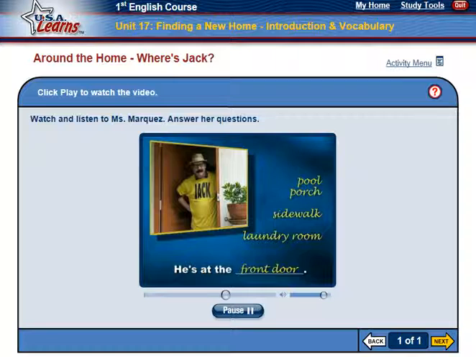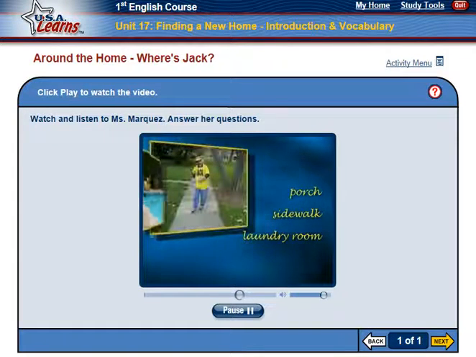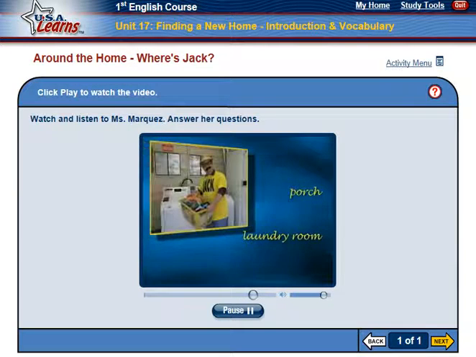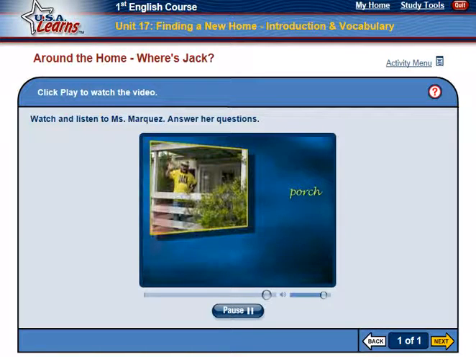Where's Jack? He's by the pool. Where's Jack? He's on the sidewalk. Where's Jack? He's in the laundry room. Where's Jack? He's on the porch.